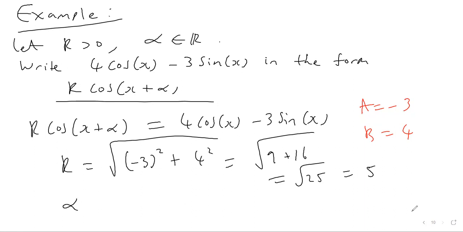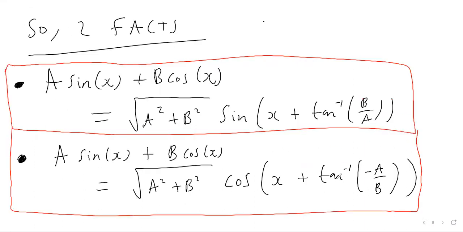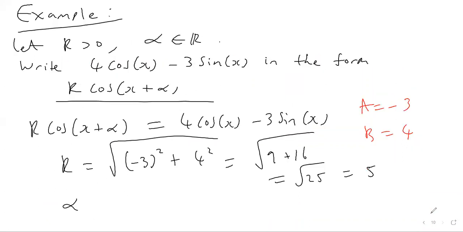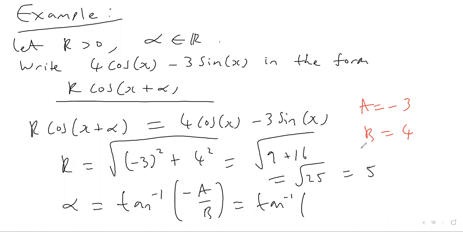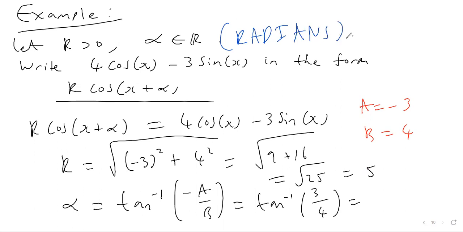And then to calculate alpha, again we're using this formula. Alpha is equal to tan inverse of negative a over b. So that's going to be tan inverse of negative a, and negative negative 3 is actually just 3, over 4, which is the b. So we want tan inverse of 3 over 4. The key thing to bear in mind is that this angle is in radians. I should probably have mentioned this at the start, but the angle must be in radians. So in these questions, you use radians.